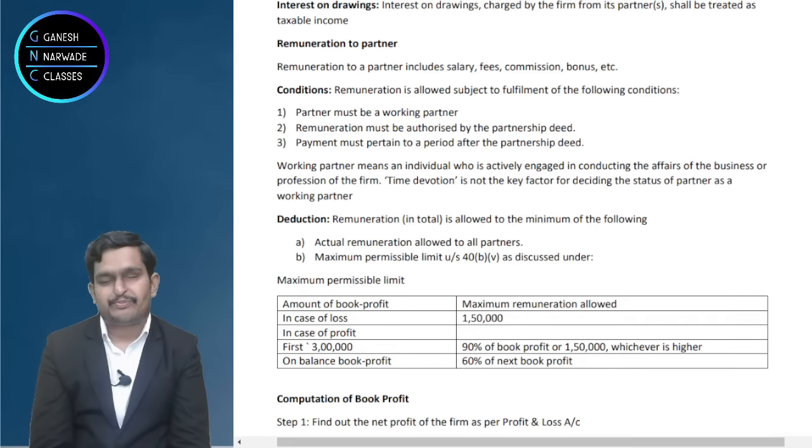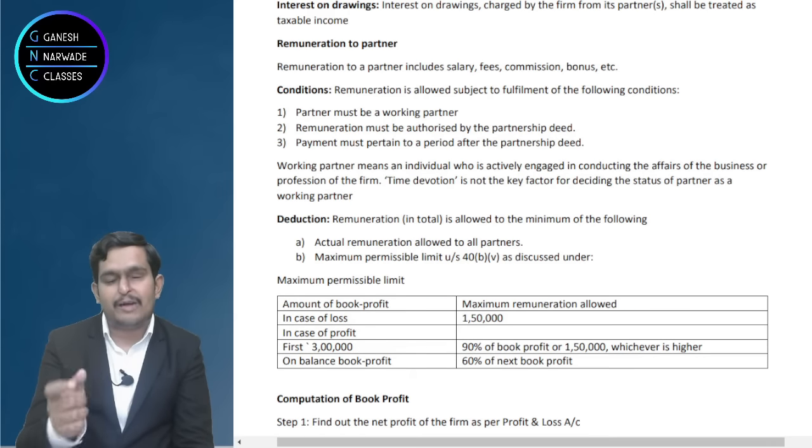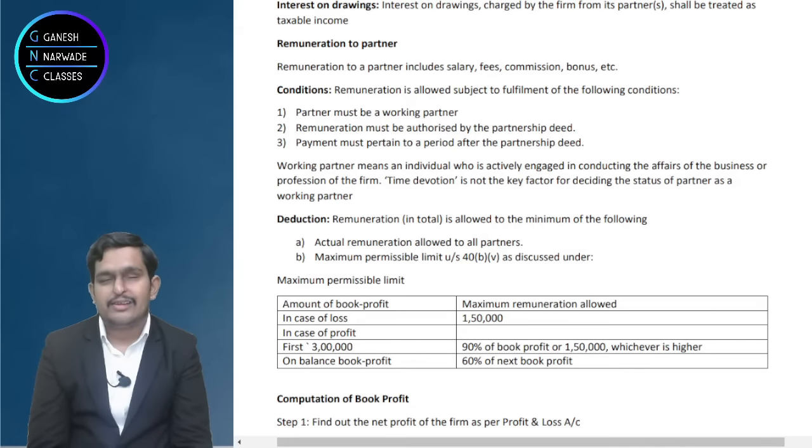Now come to the next part. How much? If we satisfy these three conditions, deduction is allowed. Till this point, I don't have any problem. But how much? The answer is whatever you paid. So easy? No. Actual amount paid or maximum deduction as per section 40B, whichever is lower, will be allowed as deduction. Whichever is lower of the two, right?